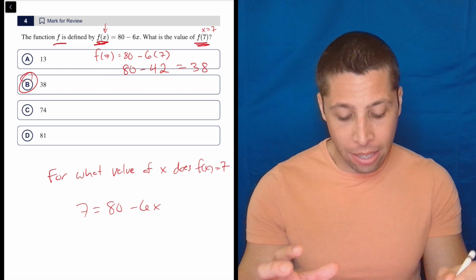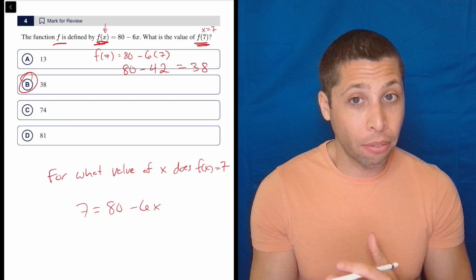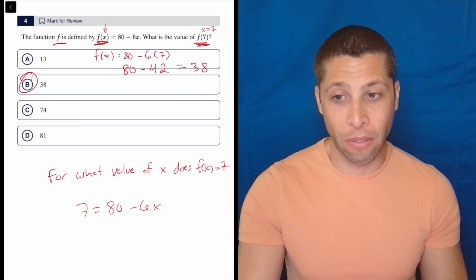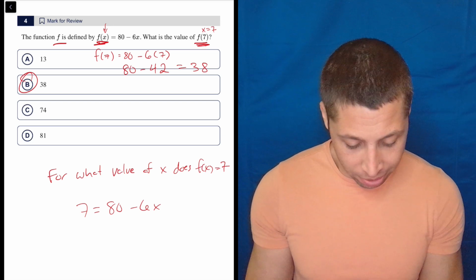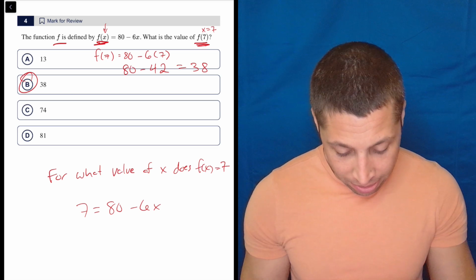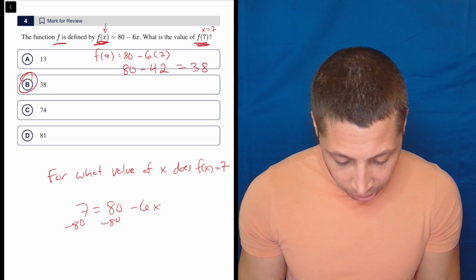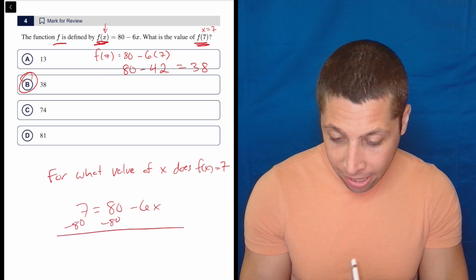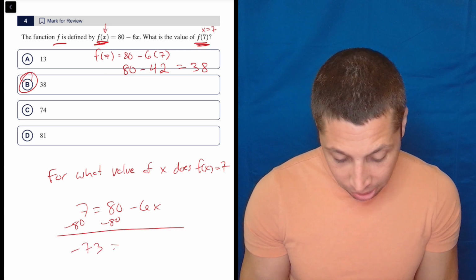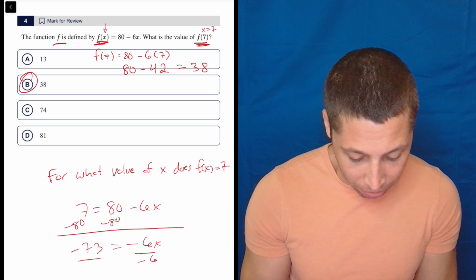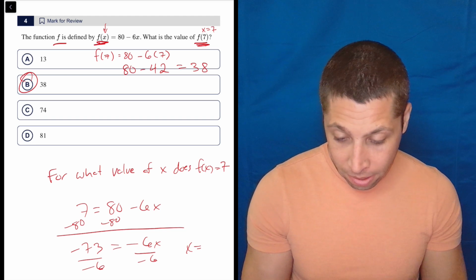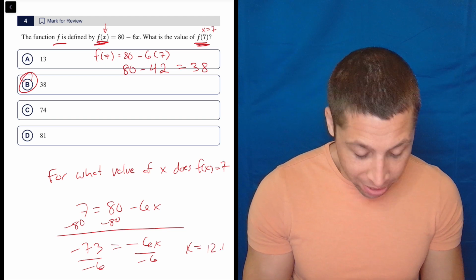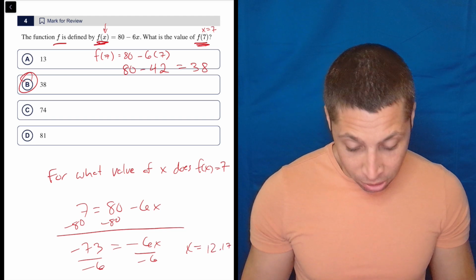And now we got to do algebra. So I'll save your time on that, but that would be the setup. And notice now the x is still an x, and we're solving for it by doing the kind of reverse of everything. I don't think that gets us one of these answers. But actually, you know what? Let's just do it. 7 minus 80 is negative 73, which is equal to negative 6x. Divided by negative 6, x is 12.17, close, but not an answer. So it's close to 13.